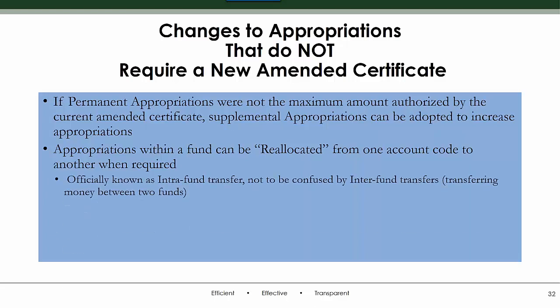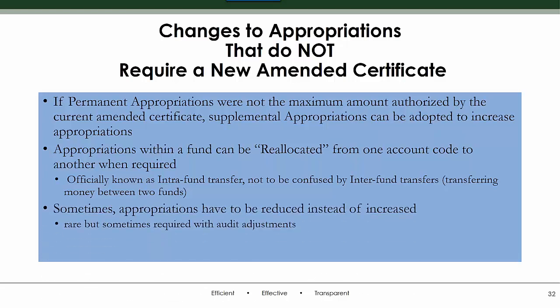And officially, I love this. Every now and then we get a client call in and say, I'm doing an intra-fund transfer, and we hardly ever hear it referred to by its real name, because it gets confused with interfund transfer, which is moving money between two funds. So for intra-fund transfer in UAN, we stick with the word reallocation because it makes better sense. You can reallocate appropriations between account codes, but officially it's an intra-fund transfer. Let's make the language of appropriations so difficult nobody can figure it out.